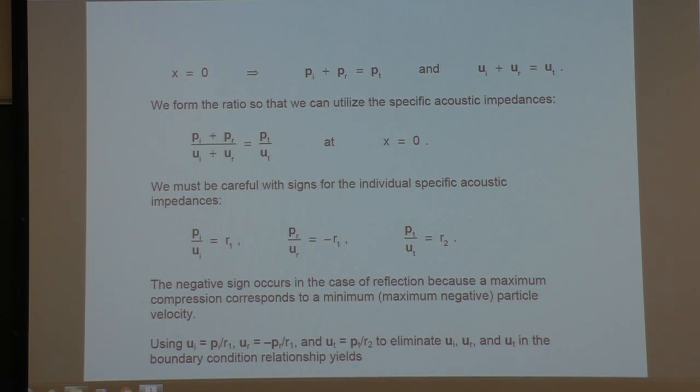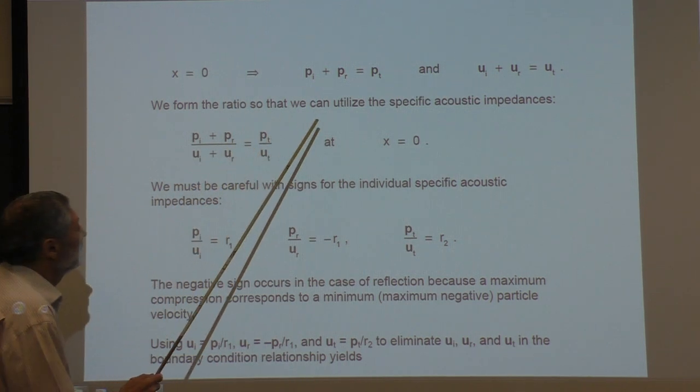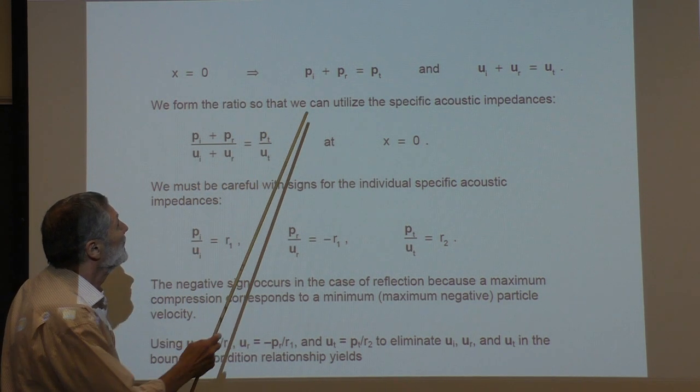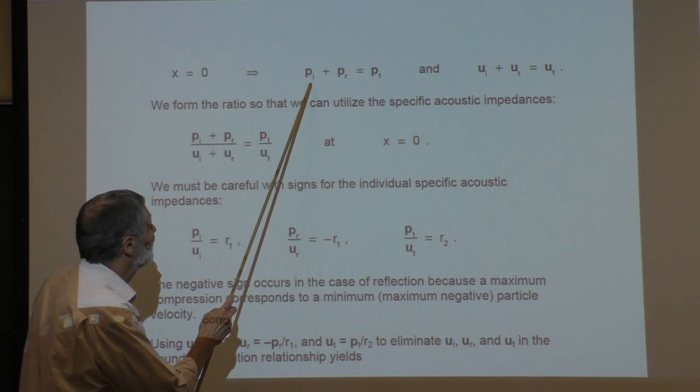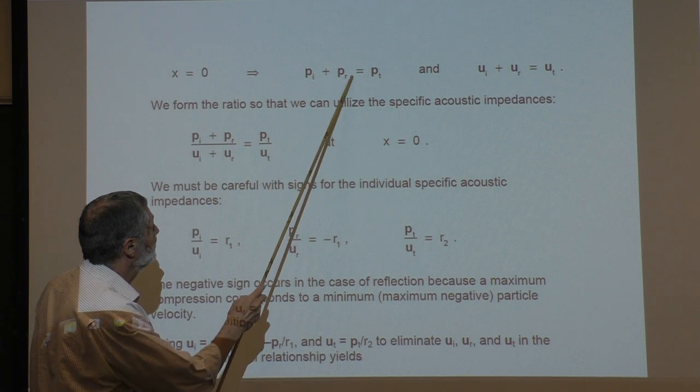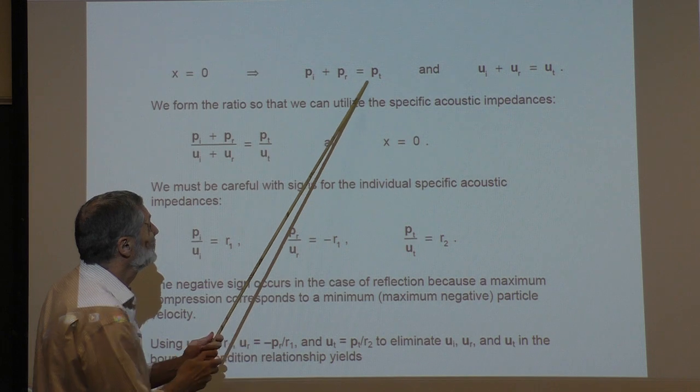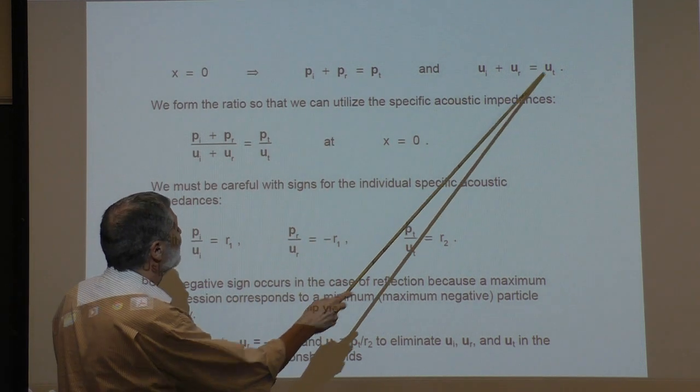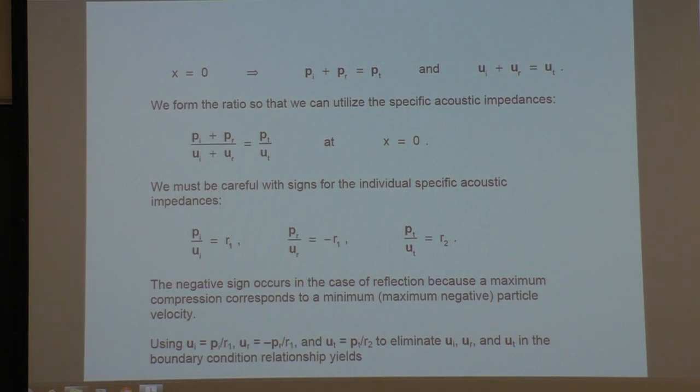So at x equals 0, that's where the boundary is, the interface. So at every instant of time, at the boundary, at x equals 0, we have to have the instantaneous pressure on the left side equal to the instantaneous pressure on the outside, and we have to have the particle velocities being the same.